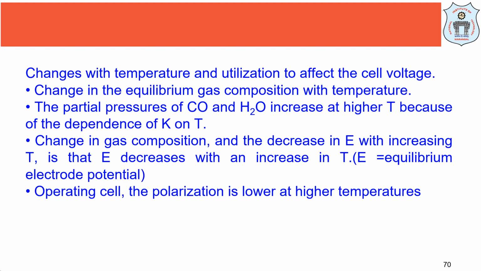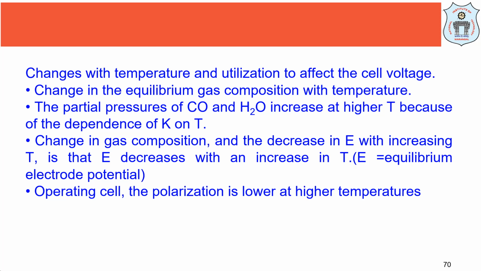The changes in temperature and utilization affect the cell voltage. What is that? The change in the equilibrium gas composition with temperature. The partial pressures of carbon monoxide and water increase at a higher temperature because of the dependency of K on temperature. With the change in gas composition, the voltage decreases with increasing temperature, that is, E decreases with an increase in temperature, where E is the equilibrium electrode potential.